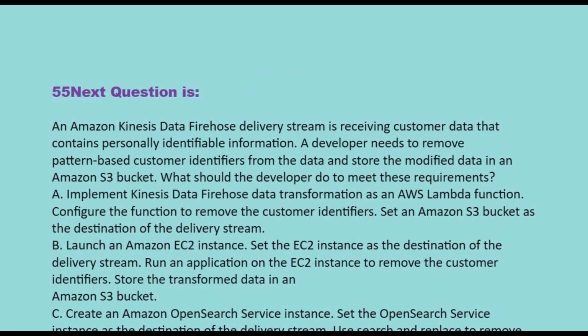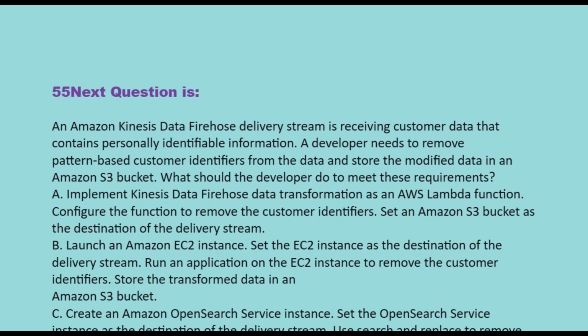Question is, an Amazon Kinesis Data Firehose delivery stream is receiving customer data that contains personally identifiable information. A developer needs to remove pattern-based customer identifiers from the data and store the modified data in an Amazon S3 bucket. What should the developer do to meet these requirements?